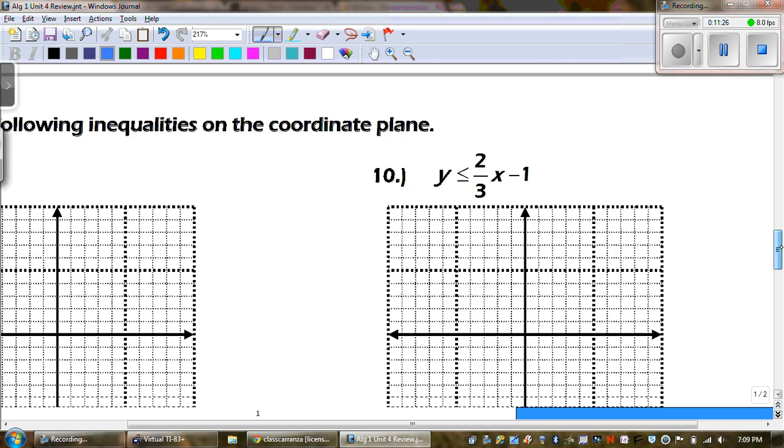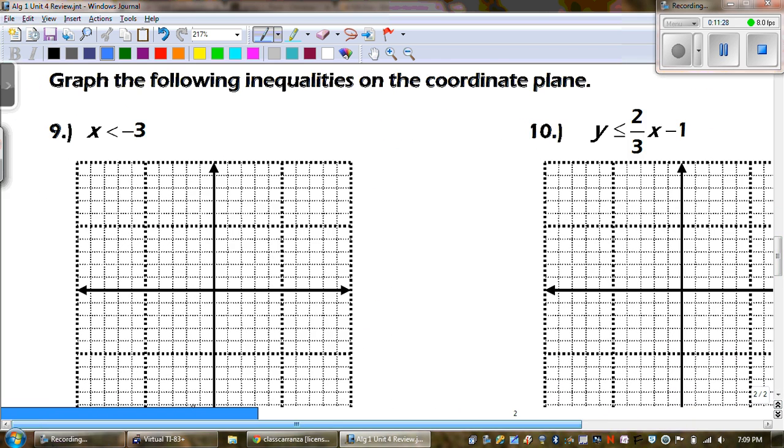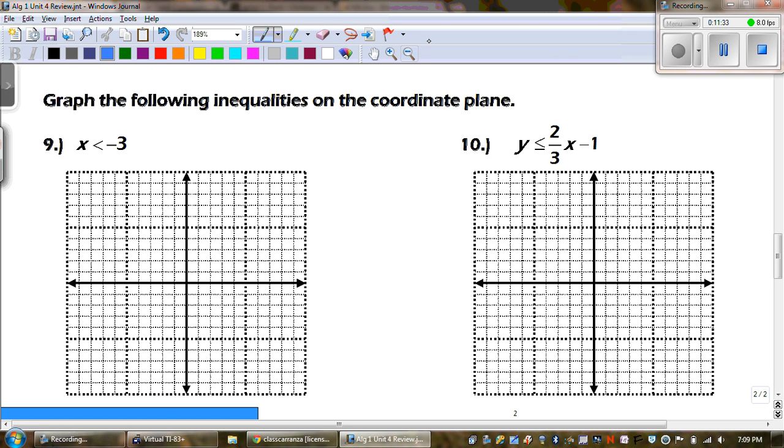Alrighty, let's flip it over. All right, so now we're graphing. A couple things we want to know. When it's an x equals, is it going to be horizontal or vertical? Because this is a special case. Anytime it's an x, it's a vertical line.